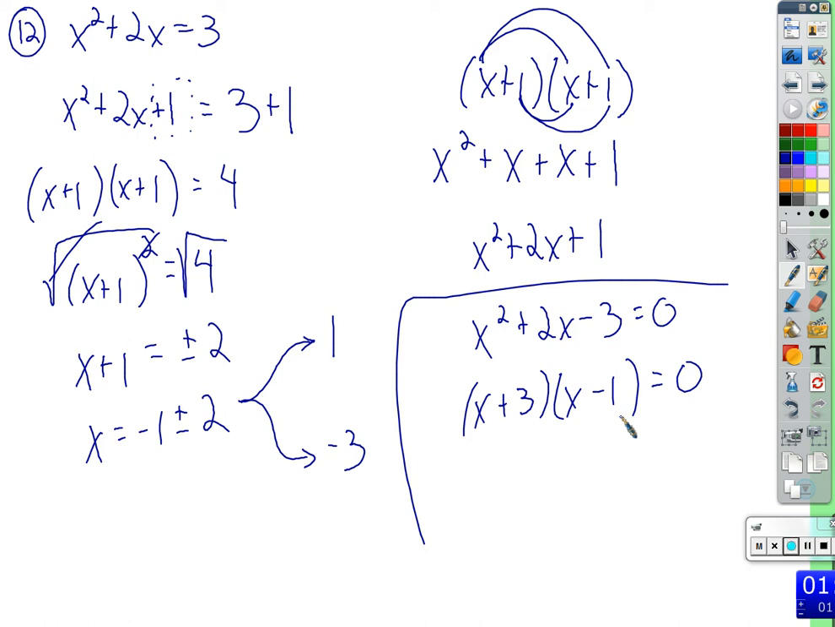So if it's up to you and you're trying to solve it, maybe think about that. Could I possibly factor this? Would it be worth the time to take a second and see if this is factorable? It might be worth your time.